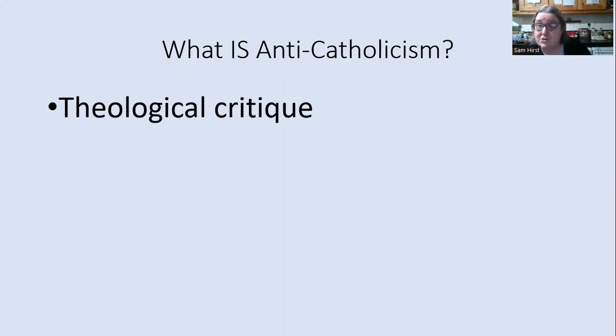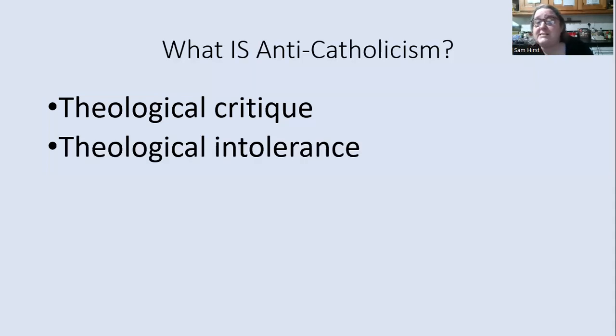One of these is theological critique. So the critique, for example, of monasticism, the critique of transubstantiation, of penitential theology are common critiques that you'll find. However, this is not necessarily the same as theological intolerance, which refers to the idea of rejecting Catholics as part of the wider body of Christ or the wider church because of their affiliation with Catholicism. Broadly, outside of simply the Catholic context, theological intolerance is the rejection of other creeds and other religious groups or denominations from the fold of the Christian church.